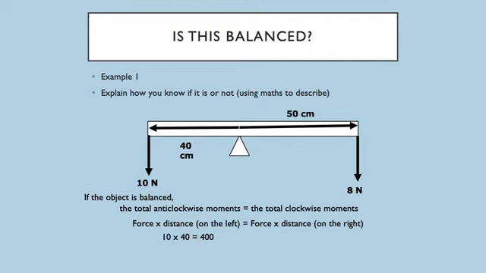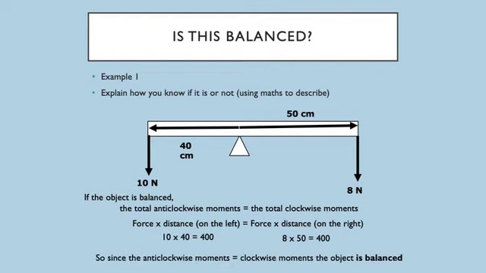So the force is 10 times the distance of 40. Now I'm doing this in Newton centimeters, and that's fine, as long as I keep consistent with the units. So 10 times 40 is 400 Newton centimeters anti-clockwise, and on the right I've got 8 times 50, which is 400 Newton centimeters, and so since the anti-clockwise moments equal the clockwise moments, the object is balanced.